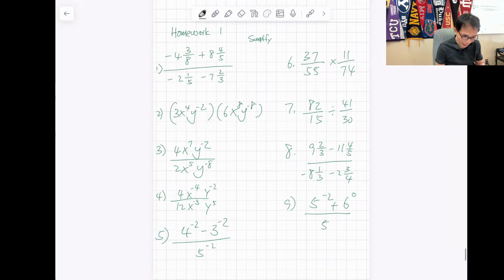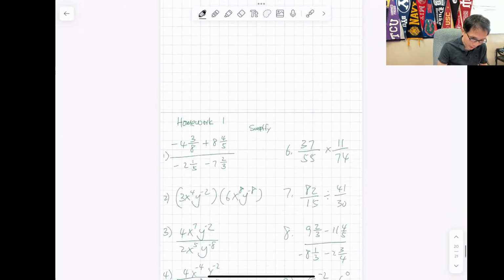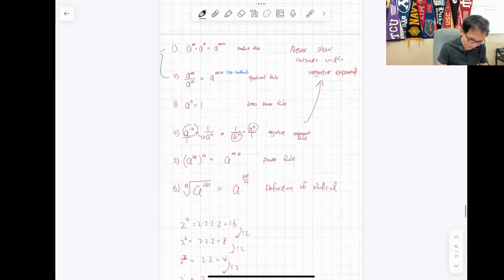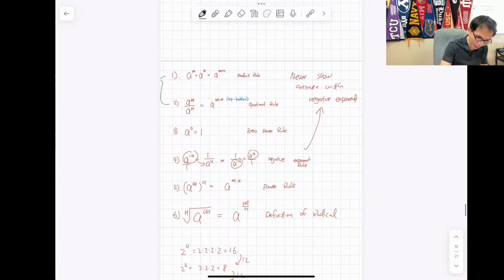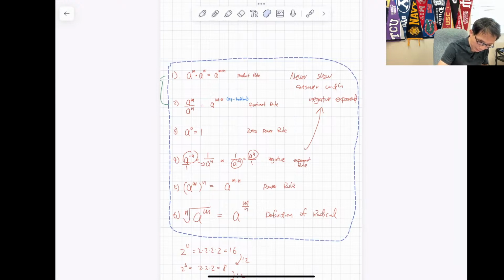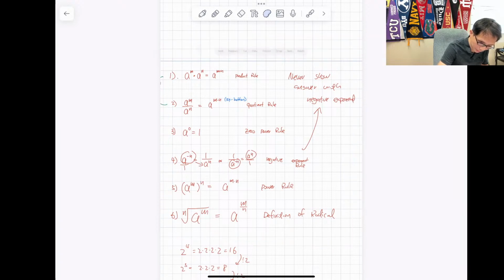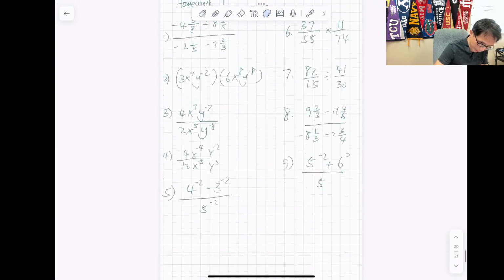Okay, so we're going to go to the next topic: exponent rules. So we're going to talk about exponent rules. I'll write down these rules for you. So I'm going to copy and paste here.